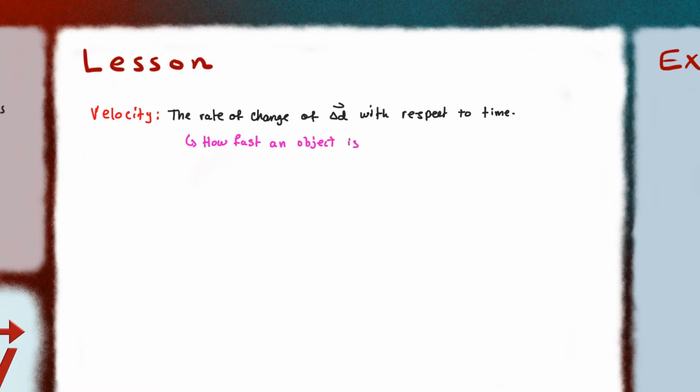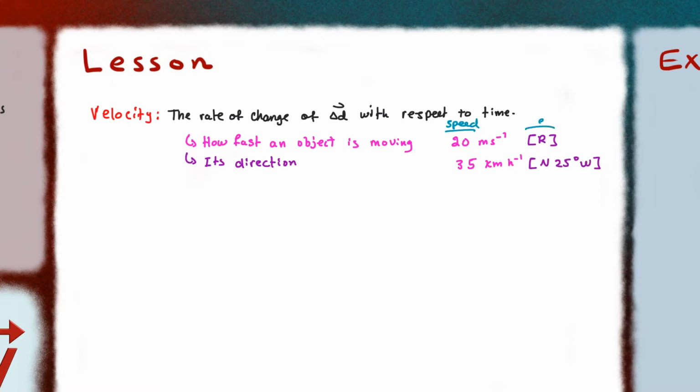Velocity is a concept that is discussed in calculus in a lot more detail, but by definition it is the rate of change of displacement with respect to time. It gives us two very important pieces of information. One is how fast an object is moving, usually measured in units of meters per second or kilometers per hour, and that's the speed of the object, and the other is its direction. And direction could be as simple as right, left, up, down, or north 25 degrees west, which is 25 degrees west of north.